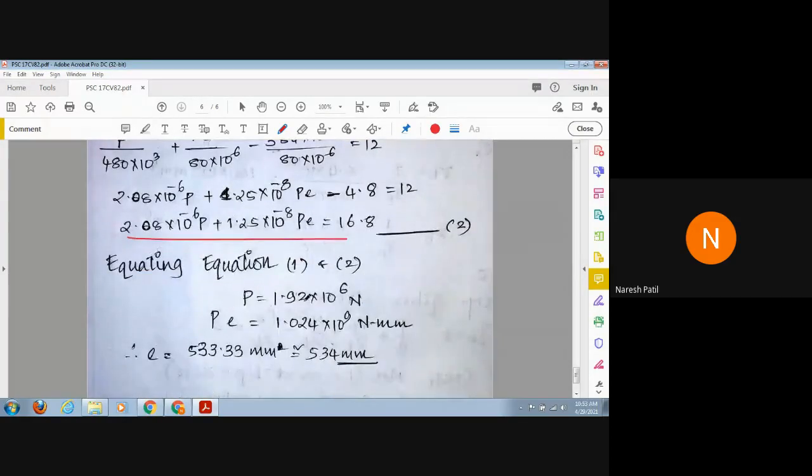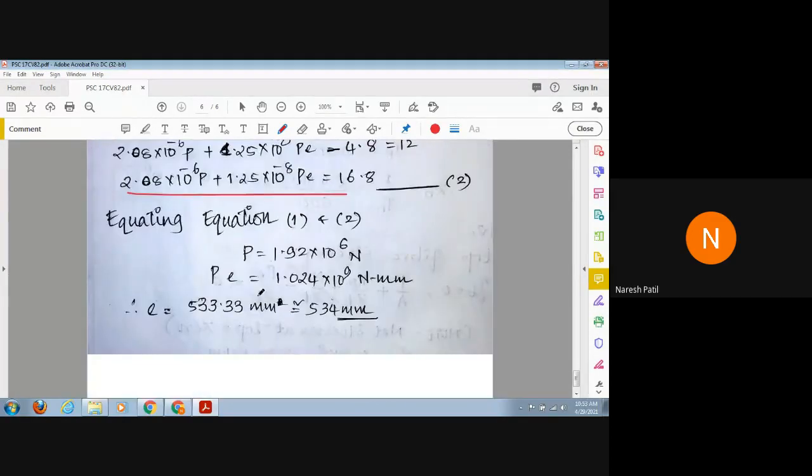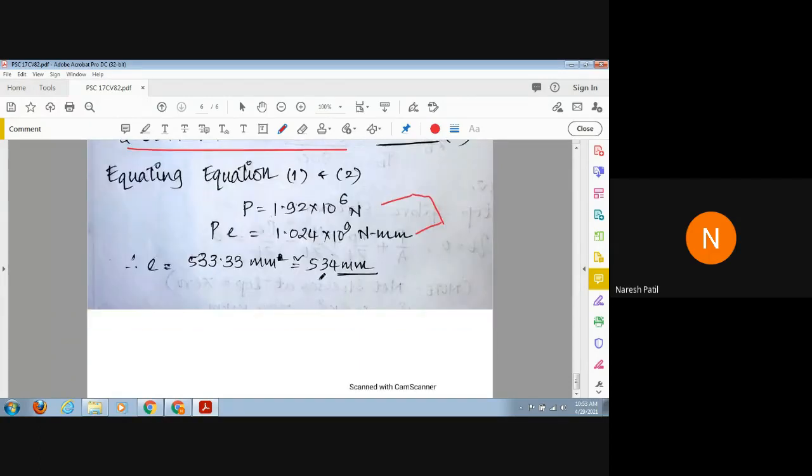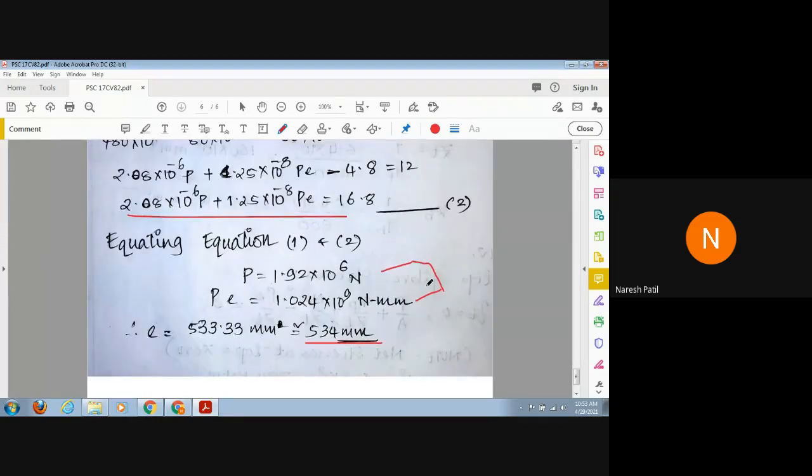Now equating equation number 1 and 2, we get P as well as PE. After solving, again we get E is equal to 534 mm. इसमें किसको doubt है? Yes, anyone having doubt? The question is very simple.